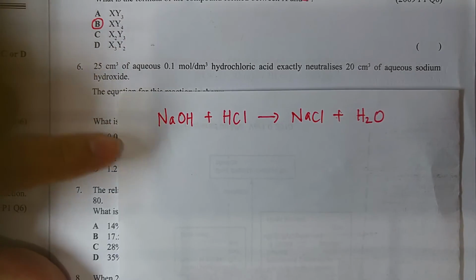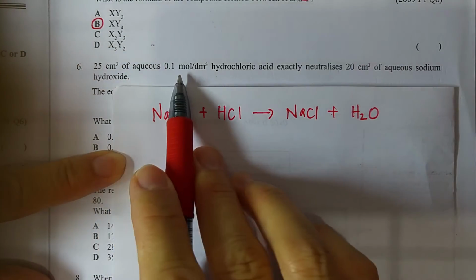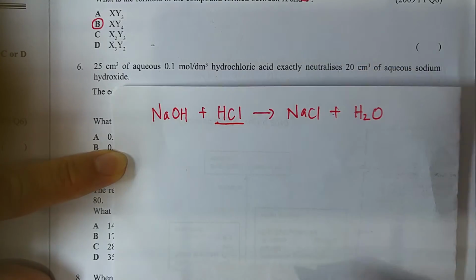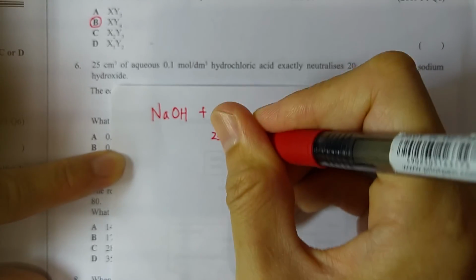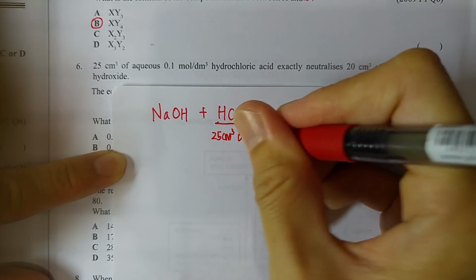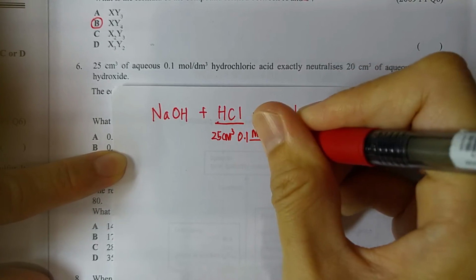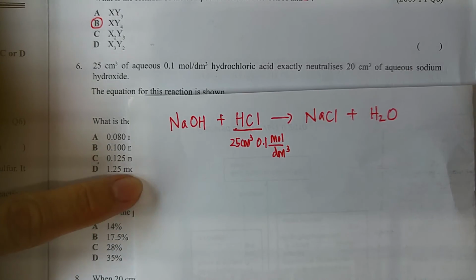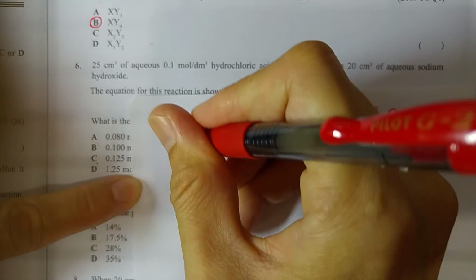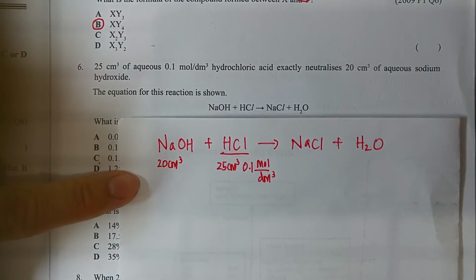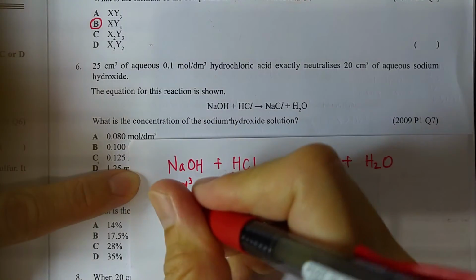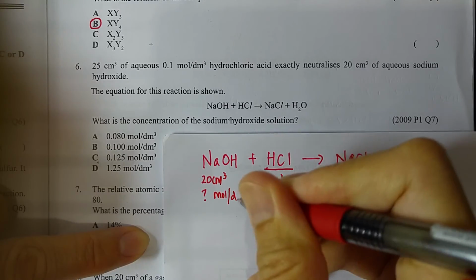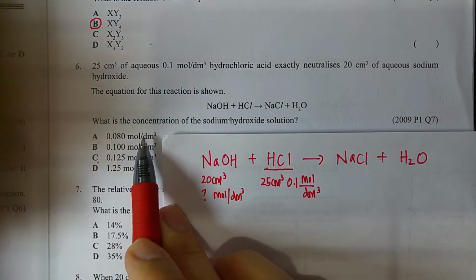Alright, so it says 25 cm cube of aqueous 0.1 mole per dm cube hydrochloric acid. So this is hydrochloric acid, 25 cm cube, 0.1 mole per dm cube, exactly neutralizes 20 cm cube of aqueous sodium hydroxide. This is 20 cm cube. I want to find the concentration of this. What is the concentration of this in mole per dm cube? Because all the answers are in mole per dm cube.